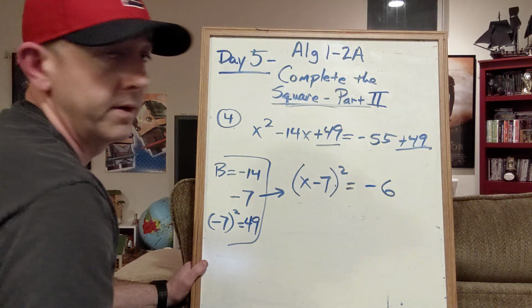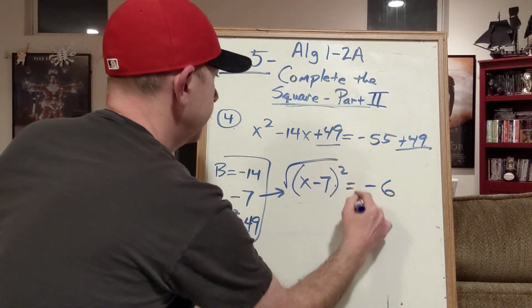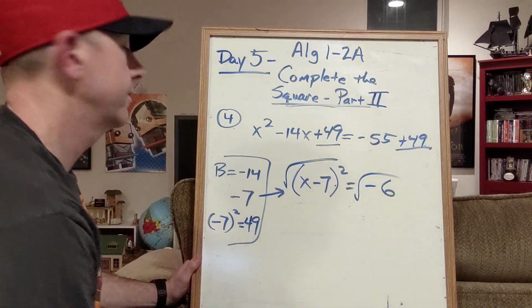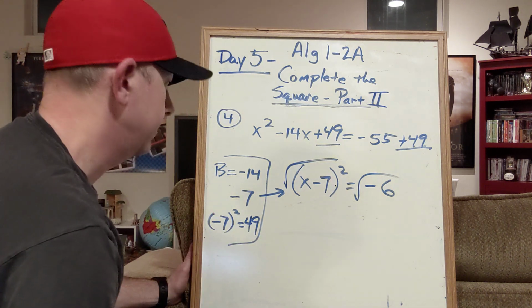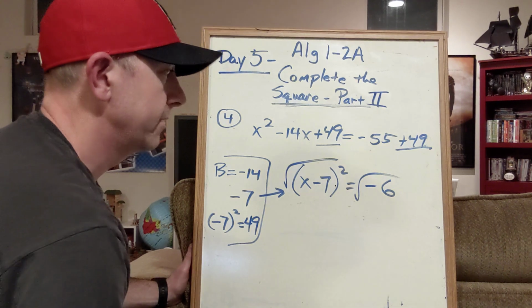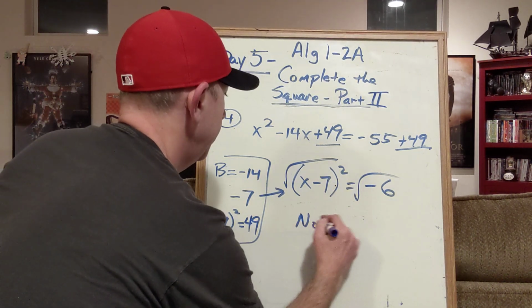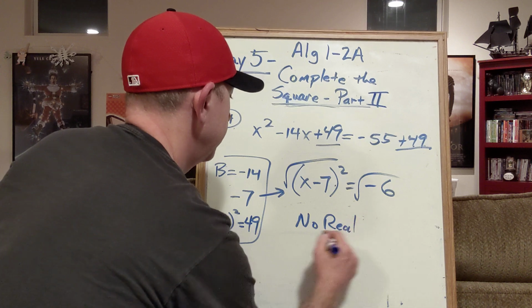And now, whenever we try to take the square root of both sides, we can't take the square root of a negative right now. There is no real number. I know it sounds weird, but there's no real number that this will work. So this is what we call no real solution.